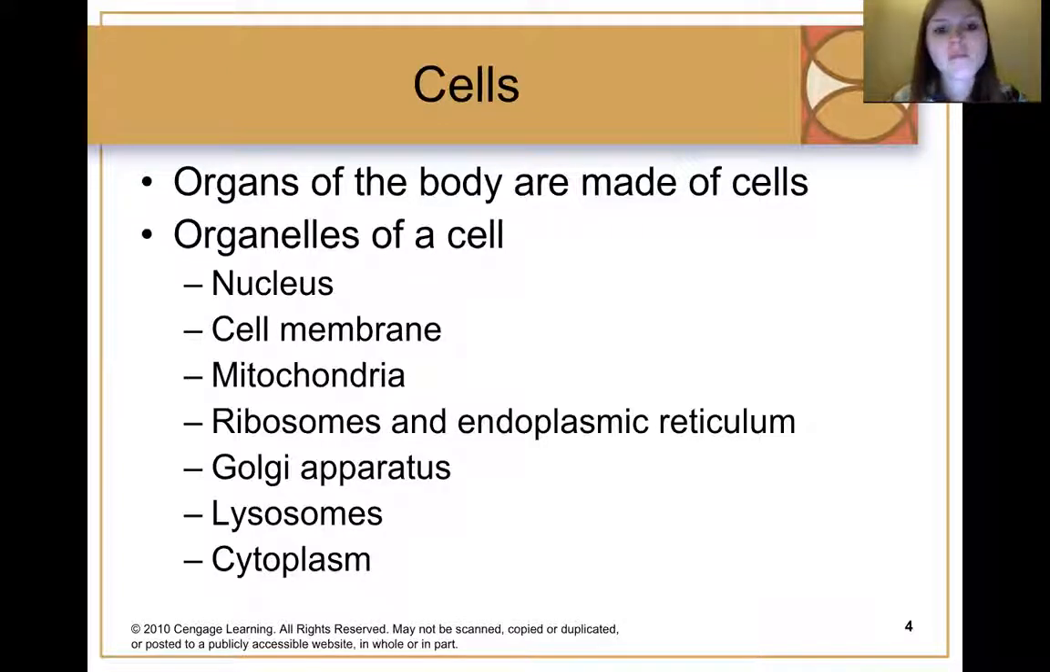Just to review, the organs of the body are made up of different cells. And just like the body is made up of different organs, every cell has different organelles. That's the term for the different parts of the cell. Cells contain a nucleus, a cell membrane, mitochondria, ribosomes, endoplasmic reticulum, or ER, as you'll probably hear me refer to it, Golgi apparatus, lysosomes, and then cytoplasm. We're going to talk a little about what each of these does in a second.